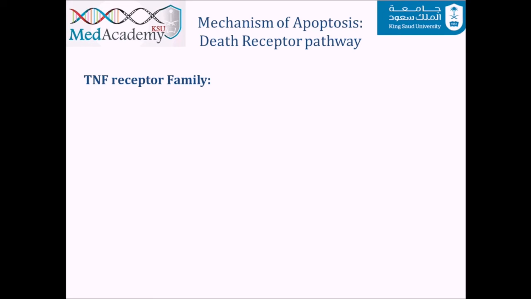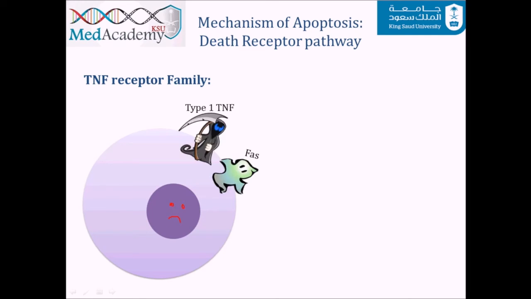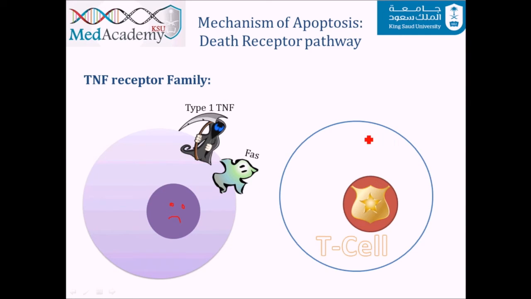We have a TNF receptor family. This is a very sad cell. It does not really want to live anymore. It wants to die. So it's going to express two receptors and is going to actually call a T cell. So this T cell is going to kill it. These receptors are only recognized by T cells.